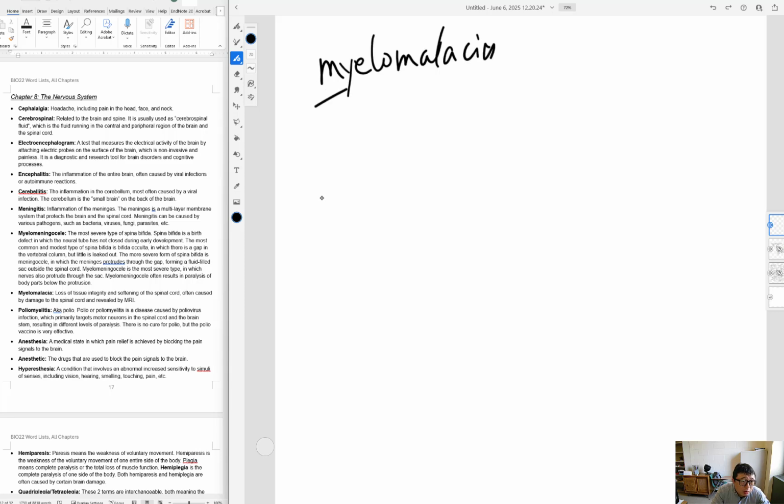Myelomalacia. Myelo means spine. Malacia means softening. So softening of the spine, and that's it. Not much more to say. It is largely due to spinal injury. So, and then next one.